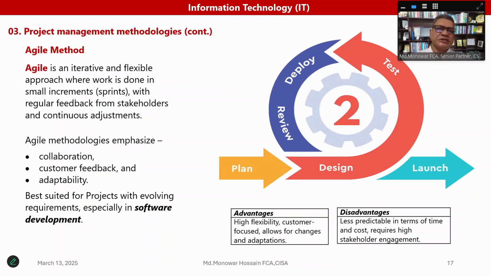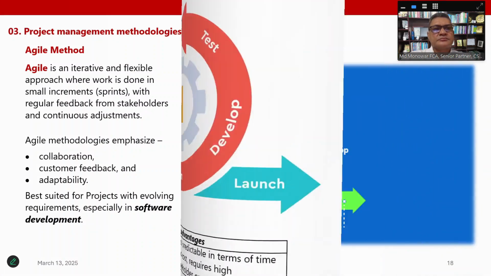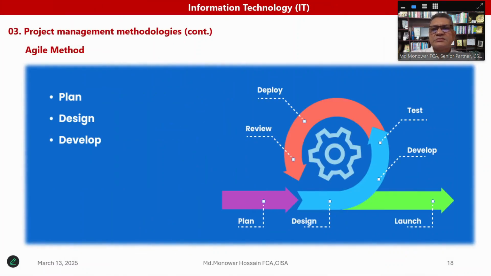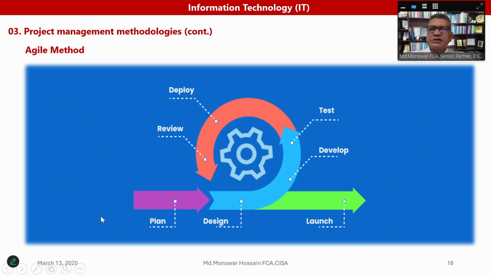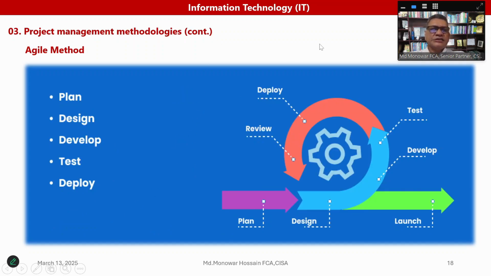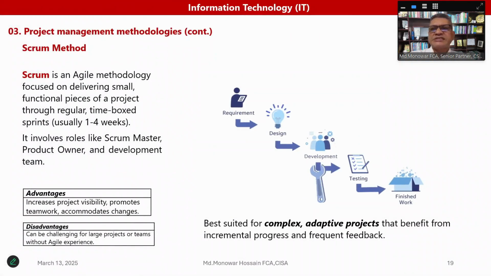Also time cannot be determined because at each and every stage, all inputs are adjusted with that feedback. It also requires higher stakeholder engagement. All should give their feedback. So these are the disadvantages. The Agile method requires planning, designing, development, test, deploy, review, and then launch in a defined way. So this is the Agile method, very much flexible.